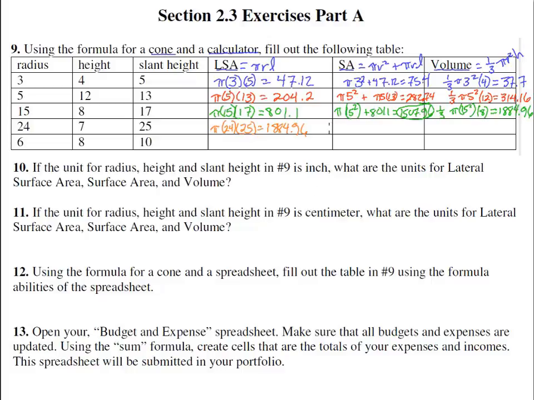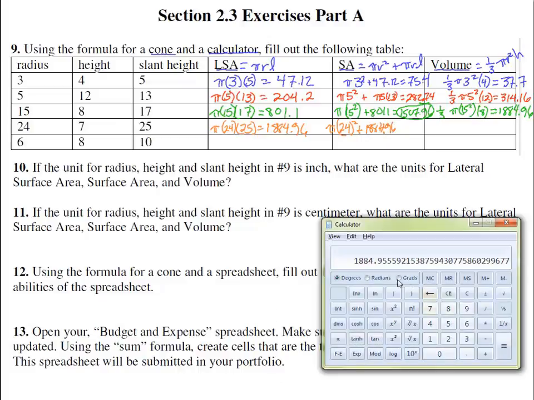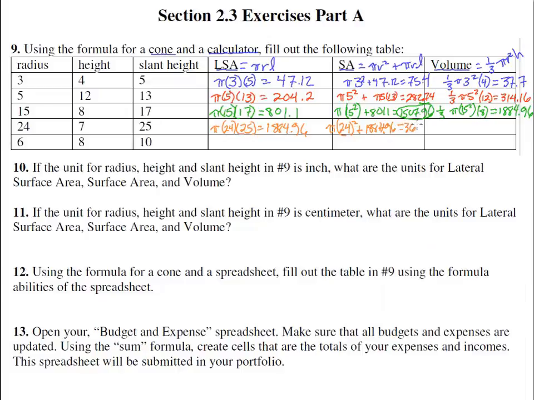Okay, on the surface area, it's going to be pi times r squared, so 24 squared, plus the pi times 24 times 25, which is already right there, 1884.96. Okay, let's do that. We have that plus 24 squared times pi equals 3694.51. Good.